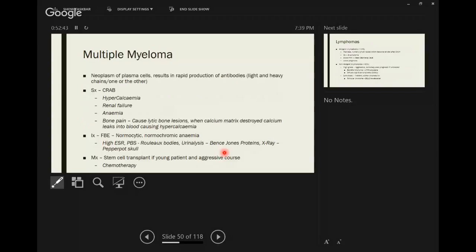Management is stem cell transplant if a young patient with an aggressive course. You also use CHOP chemotherapy in elderly patients, but it's not a great disease to have. It's pretty disgusting.